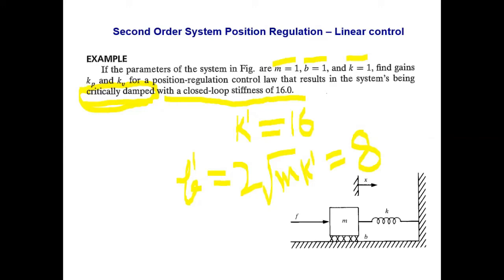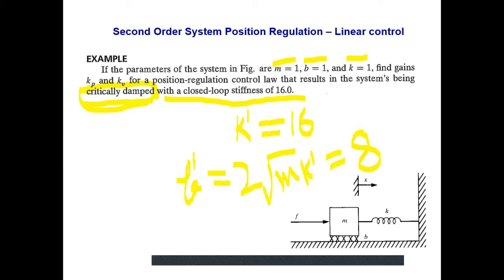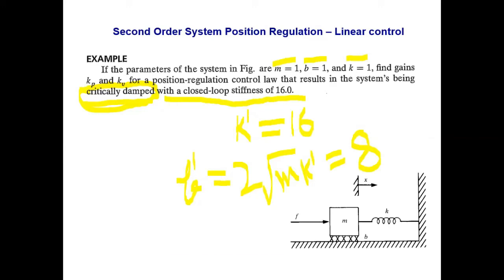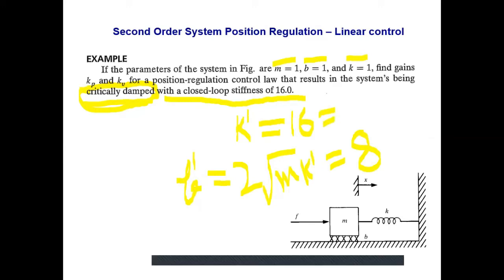We have already derived the relationship between K dash and Kp, and B dash and Kv. So K dash is equal to K plus Kp and B dash is equal to B plus Kv. That means Kp will be equal to 15 and Kv will be equal to 7. Kv is equal to 7.